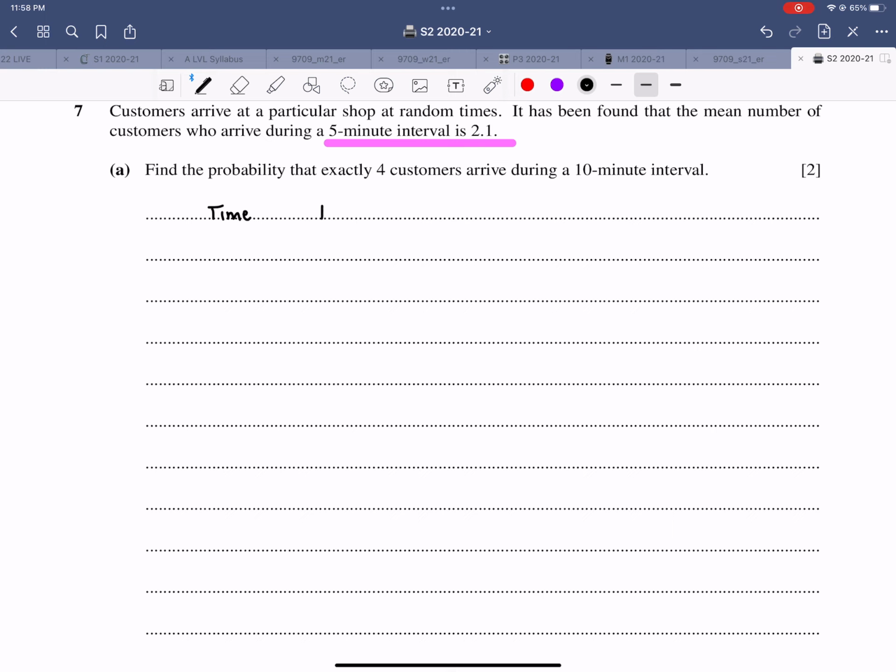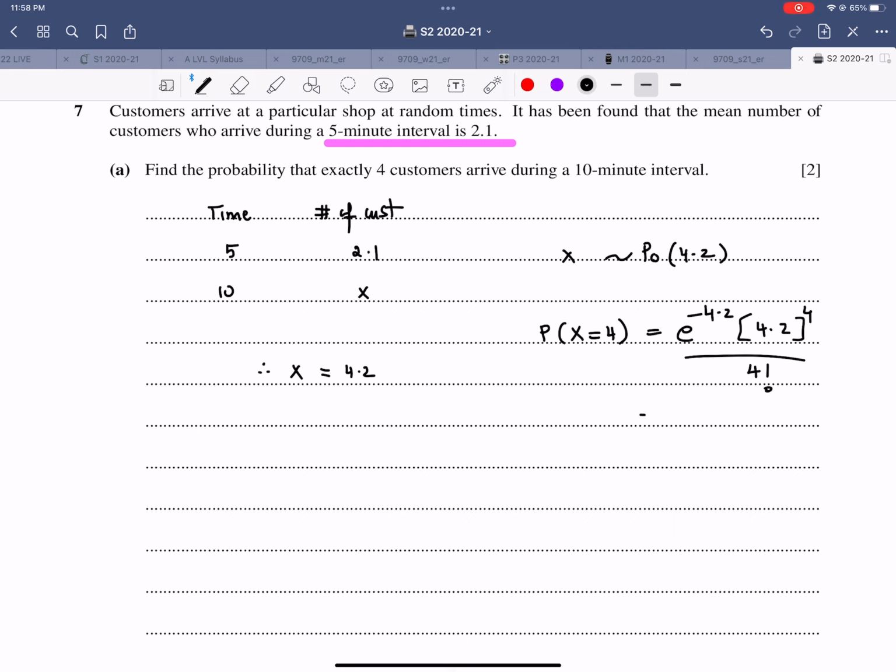So in a 5-minute interval, you have 2.1. In a 10-minute interval, you have x. So this is common sense. This is a basic ratio. So that comes out to be 4.2. Therefore, x follows a Poisson distribution with 4.2. Exactly 4 customers. Probability x is equals to 4. That is e raised to power of negative 4.2, 4.2 raised to power of 4 over 4 factorial, and that is the answer for exactly 4.